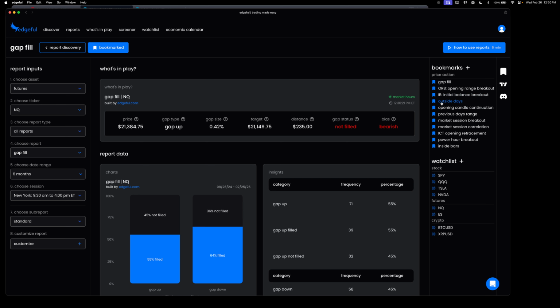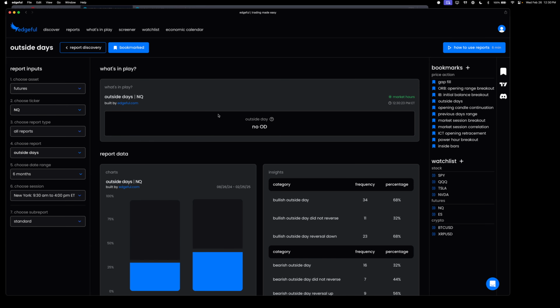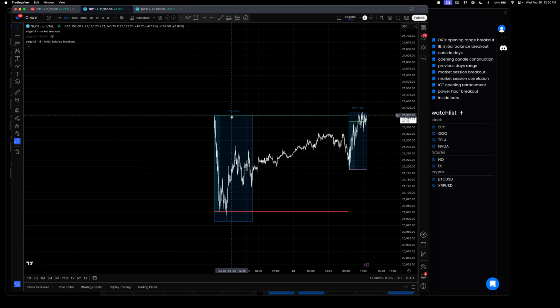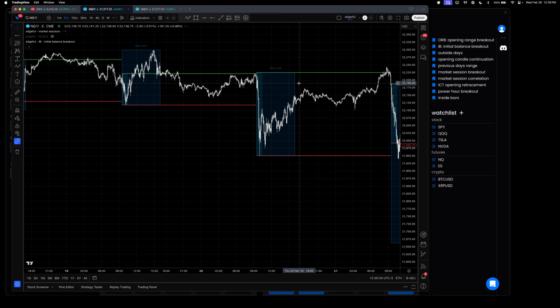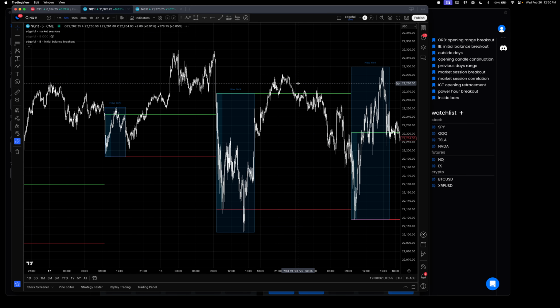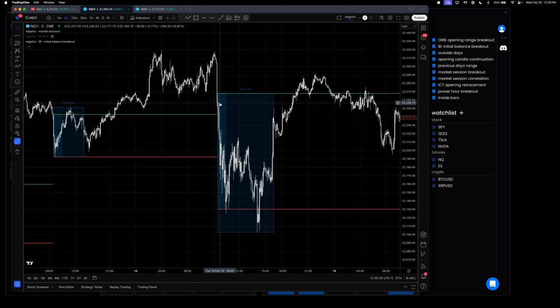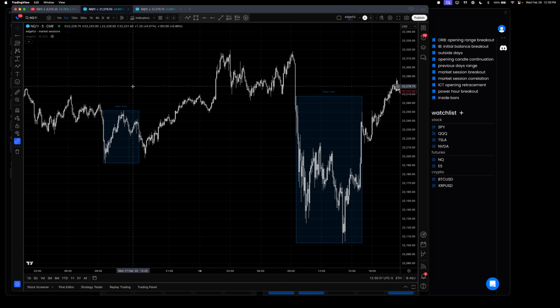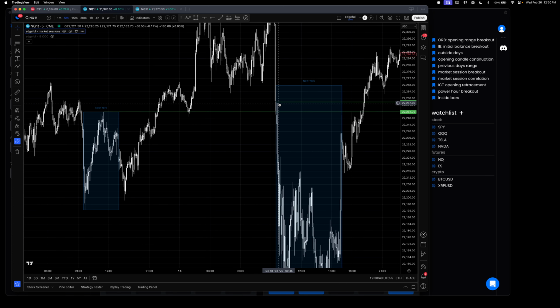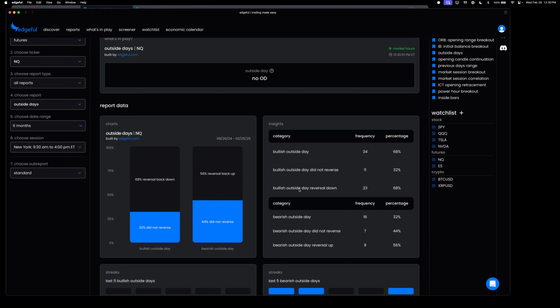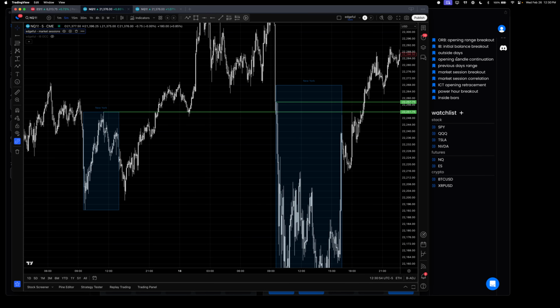So outside days, this is for every time price opens outside of yesterday's range. How often will it retrace back into yesterday's range? Now, we haven't had too many of them actually set up. Actually, we did right here. Just in terms of a quick explainer, you can see today's open was right here, and previous day's high was right here. You can see, I mean, this is tiny, but price opened outside of yesterday's range. This report measures how often it reverses back into the range.